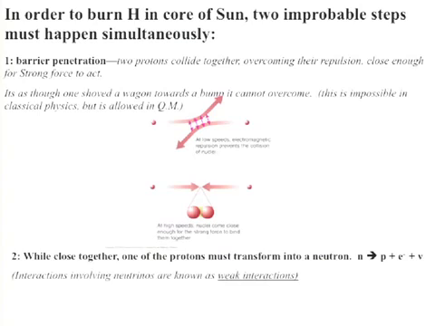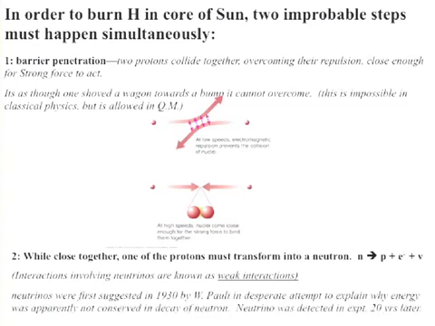Okay. Now, anytime you have an interaction that involves neutrinos, it's called a weak interaction as opposed to the strong interaction. That's a separate nuclear force. Physicists discovered this and realized it is a different type of force. You haven't seen it classically, and so it's kind of strange. Okay, neutrinos were first suggested in 1930.